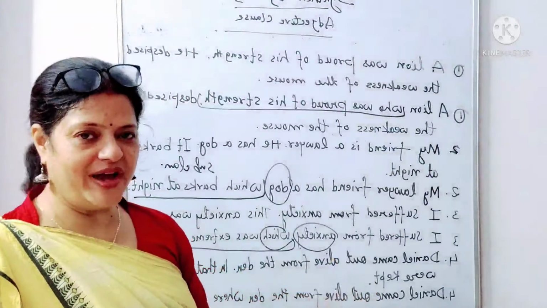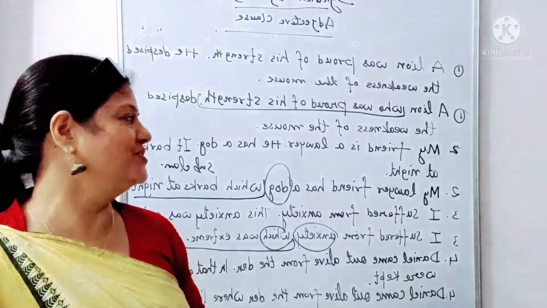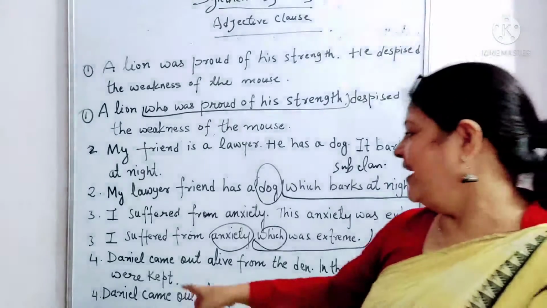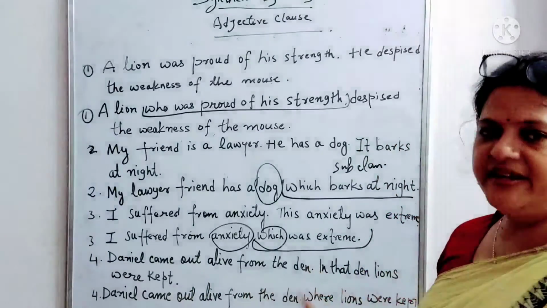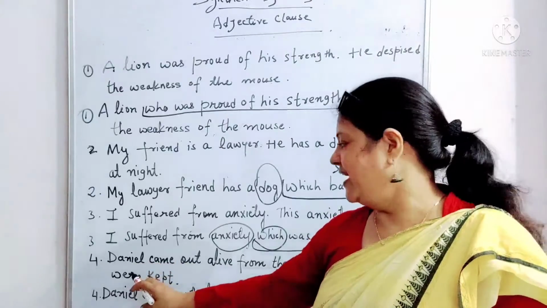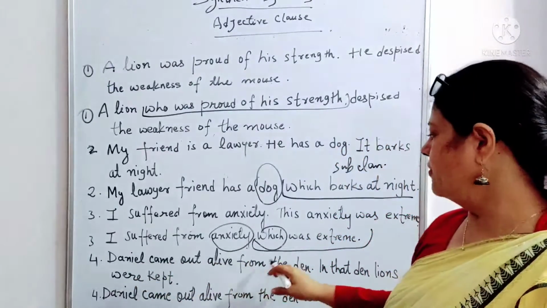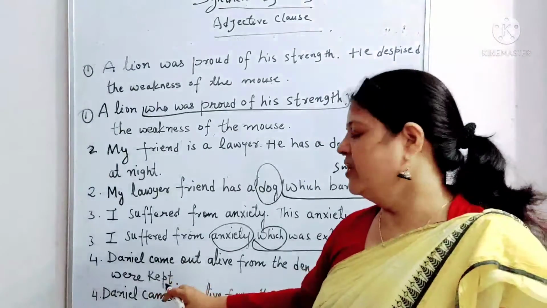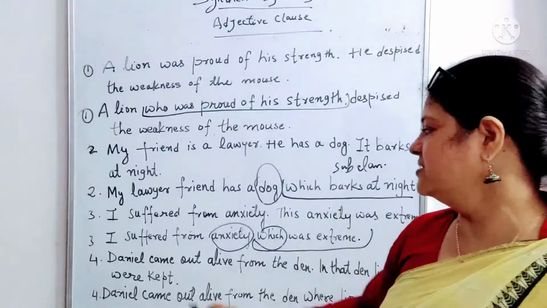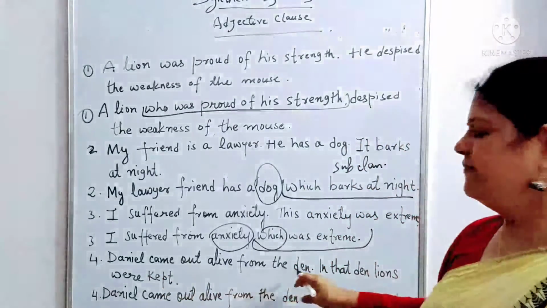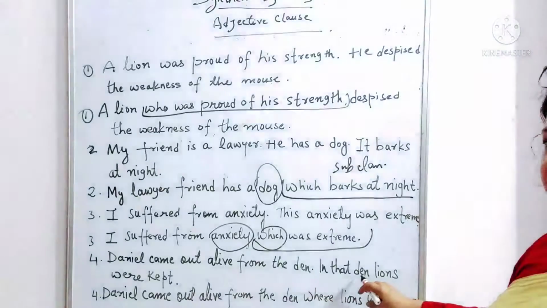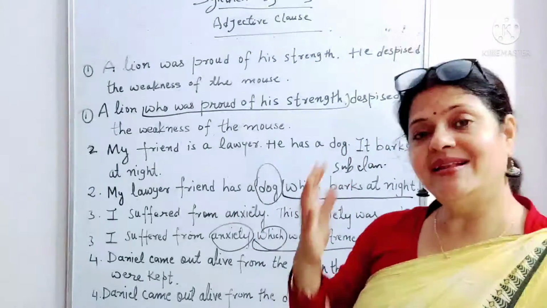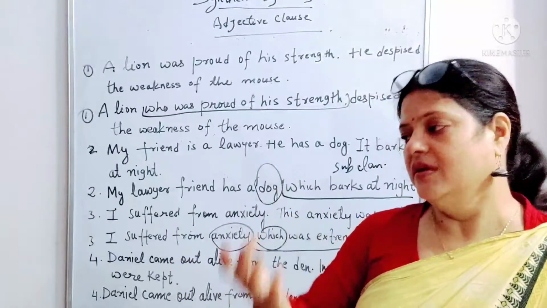This is the fourth one. I'll write more sentences on this board since this board is not too big, so that's why I have to write it again. Daniel came out alive from the den. Second sentence, in that den lions were kept. I'm repeating the sentence. Daniel came out alive from the den. In that den lions were kept. So how will we add these two sentences to make one complex sentence?